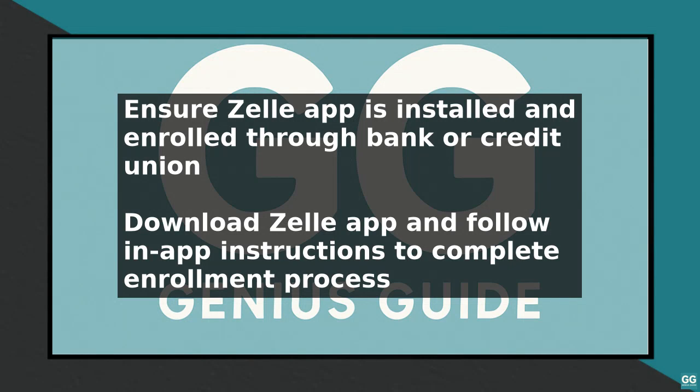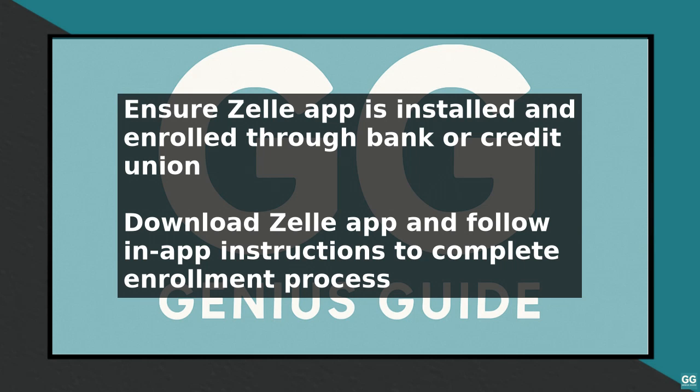To link Zelle and split a payment, start by ensuring you have the Zelle app installed on your device and that you are enrolled in the service through your bank or credit union. If you are not enrolled, you can download the Zelle app and follow the in-app instructions to complete the enrollment process. Once you are enrolled, open the Zelle app and navigate to the Send Money section.